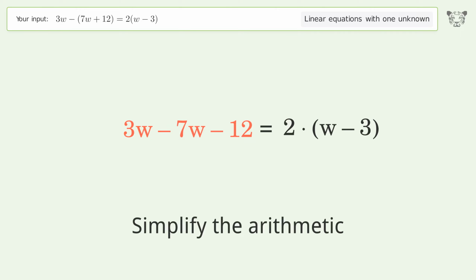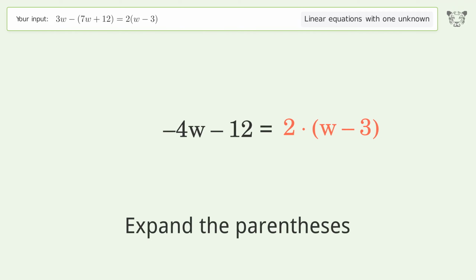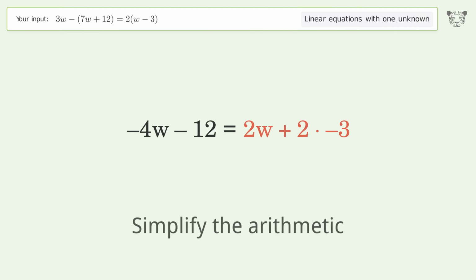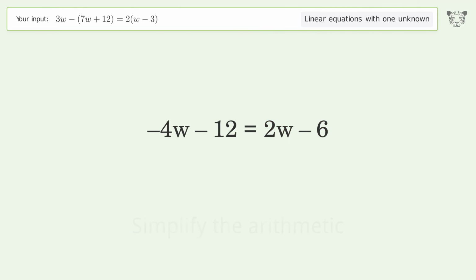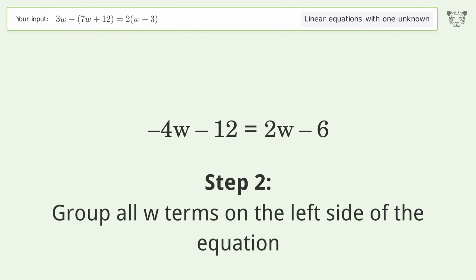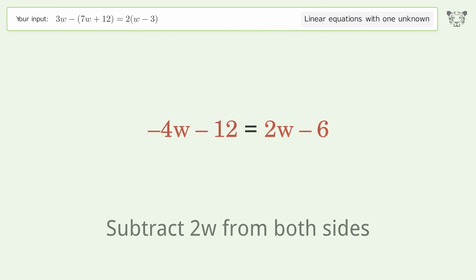Simplify the arithmetic. Expand the parentheses. Simplify the arithmetic. Group all w terms on the left side of the equation. Subtract 2w from both sides.